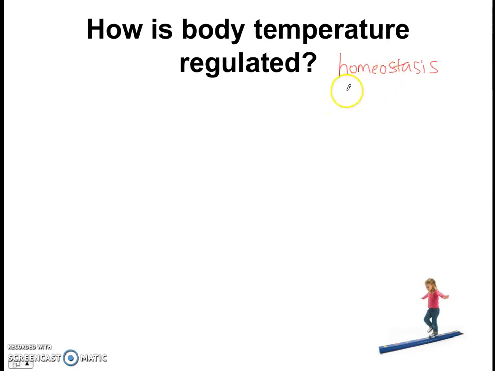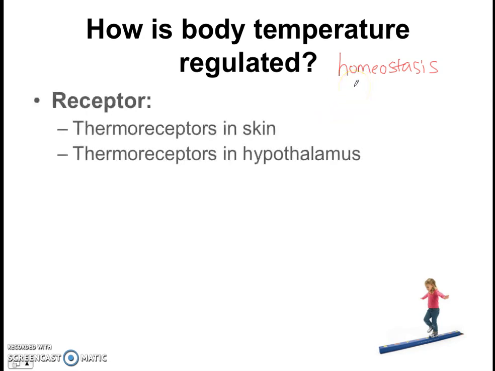Now, in the case of homeostatic control of body temperature, the receptors are found in two places. Firstly, we have the thermoreceptors in our skin. Remember those nerve endings are in the dermis layer of the skin. And there are also thermoreceptors in the hypothalamus. Right, again, you see the hypothalamus, right?